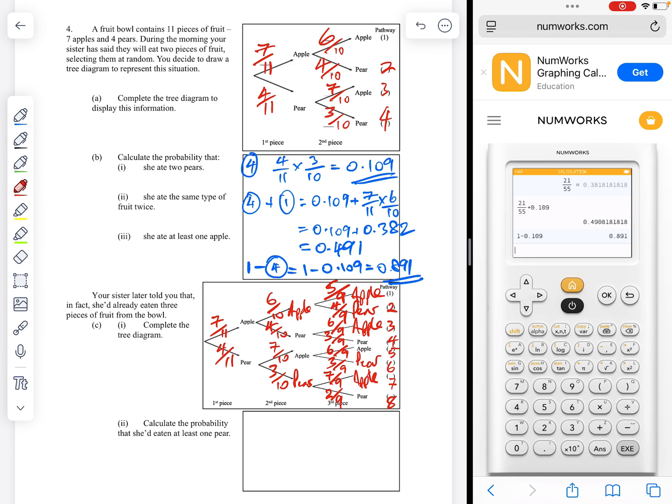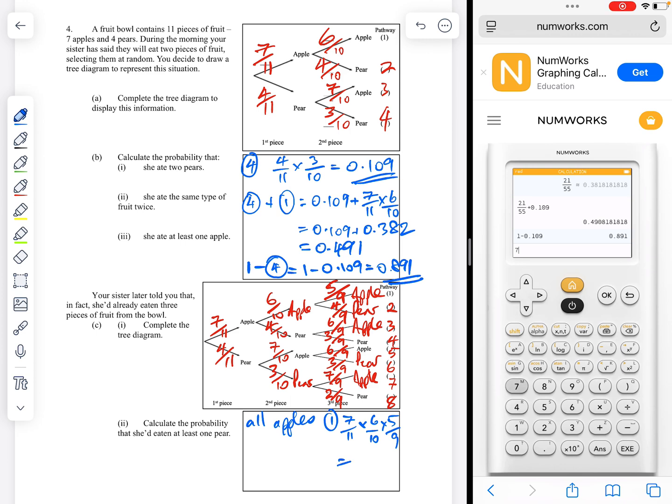We're going to think about B3 above. Let's work out what didn't happen. If she's eaten at least 1 pear, she did not have all apples. So let's work out all apples. That's what we really don't want. All apples is obviously pathway number 1. Pathway number 1 is multiplying. It's a tree diagram. We still go multiplying. 7 out of 11 times 6 out of 10 times 5 out of 9.